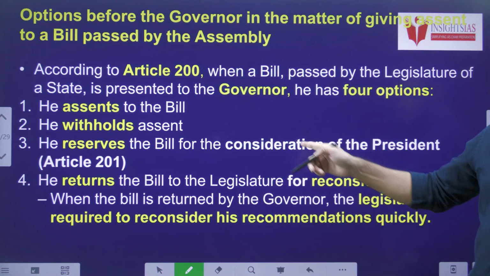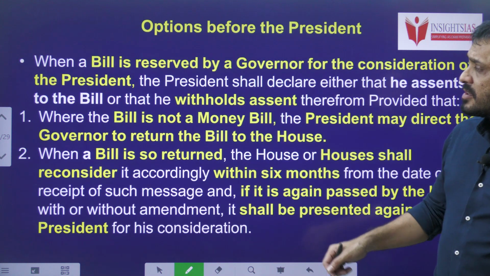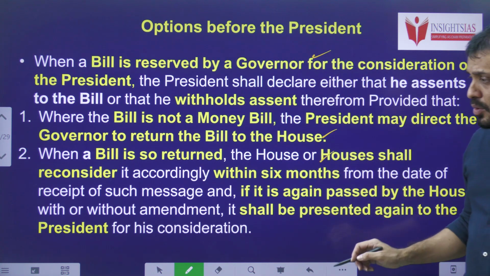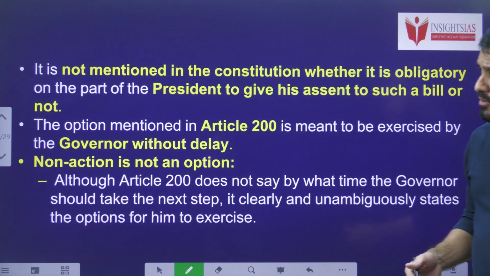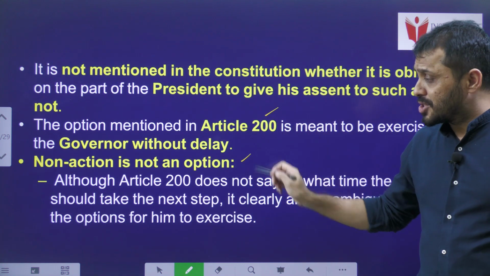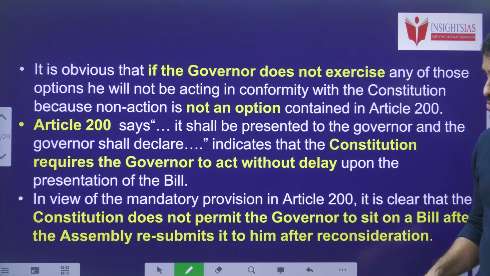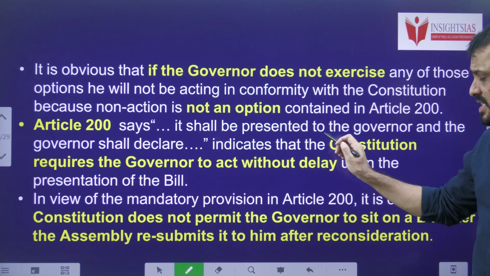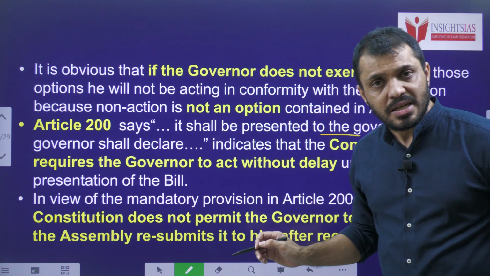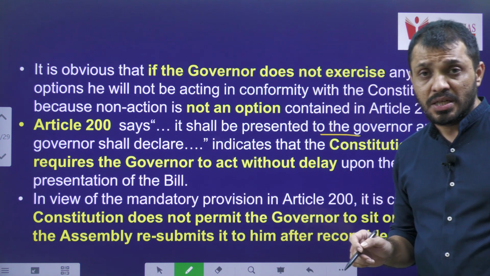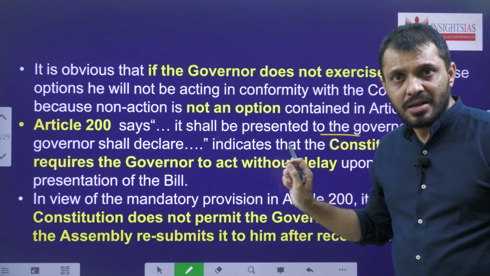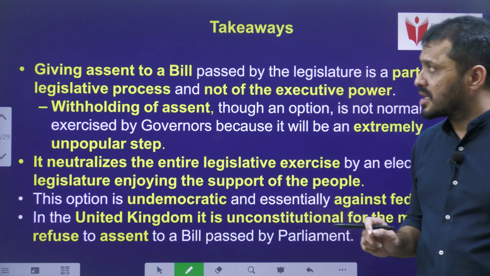All this verbatim text we just discussed. When a bill is reserved for the president, what is the procedure? We discussed already. Even no action is not warranted under the Constitution. Article 200 clearly says that when a particular bill is presented to the governor, he has to act upon it. Here they use the word shall. That means it is an obligation on the governor.